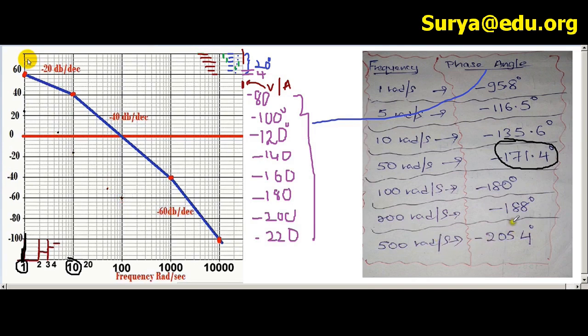So what is the next one? 200 radians per second, minus 188. This is 200, because this is 100, 200 here. So this is the 200 line. What is the phase angle? Minus 188. So this is minus 180, this is 184, this is 188. On the 200 vertical line, minus 180 you can exactly find. So this is that frequency, and this is that phase angle, which is minus 188.